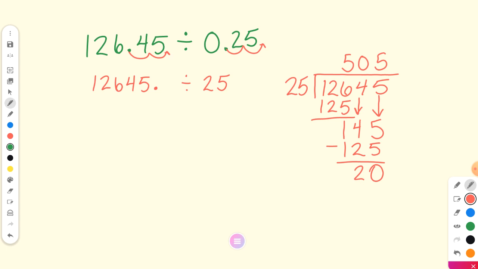Is my answer 505 remainder 20? No. Is my answer 505 and 20 25ths? No, because you're working with decimals. If you have a decimal problem, they want a decimal answer. Not that those other ones are wrong, but if they give you a decimal problem, they want a decimal answer. If they give you a whole number problem and just say solve it, you get to decide, do you want to give it as a decimal or a fraction, unless they say give your answer as a fraction or give your answer as a decimal.